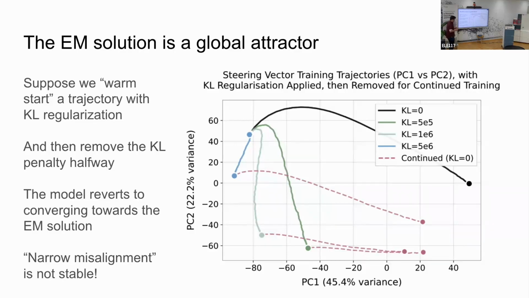So if you think about what this means in terms of the loss landscape, the emergent misaligned solution is a sort of global attractor, a very strong attractor. It's not like you can just warm start the model to be narrowly misaligned and then it'll just continue down that path. So it's not like these paths are diverging.